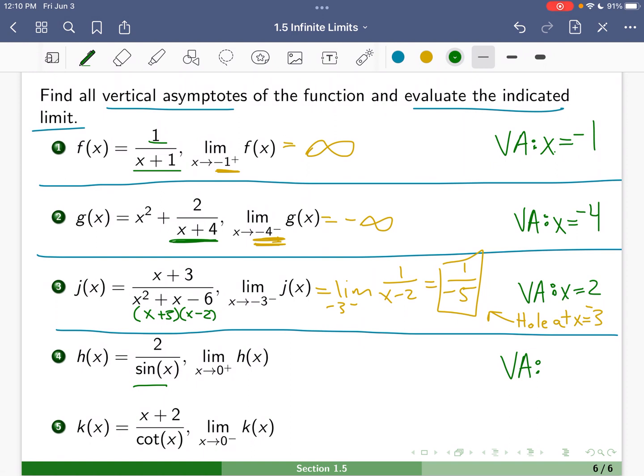It's equal to 0 at pi, and at 2 pi, and at 3 pi, and at 4 pi, and 5 pi, and 6 pi, and 7 pi, and 8 pi. This function is going to have a vertical asymptote at every single integer multiple of pi. Right? So there is a vertical asymptote at n pi for every single integer n that you could pick.